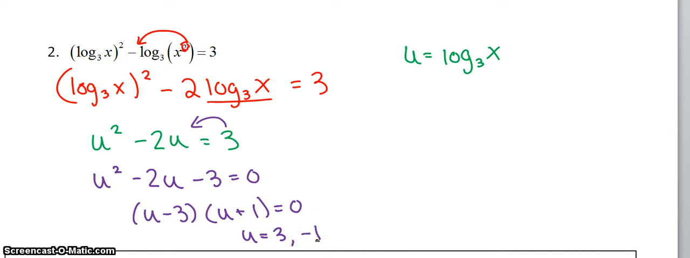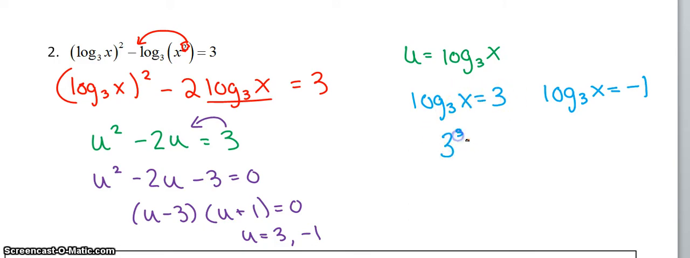Okay, remember we weren't talking about u, we were talking about log base 3 of x. So you're always going to want to substitute that back in. So I have log base 3 of x equals 3, and log base 3 of x equals negative 1. So if you want to solve this now, it's really asking 3 to the third power equals x. So 3 to the third equals x, because the output of a log is always an exponent. And this is 3 to the negative first equals x.